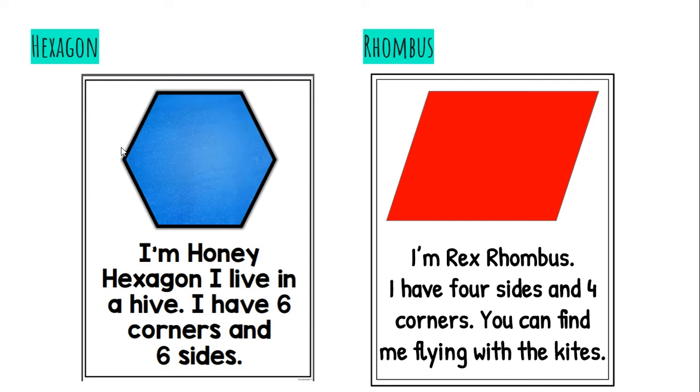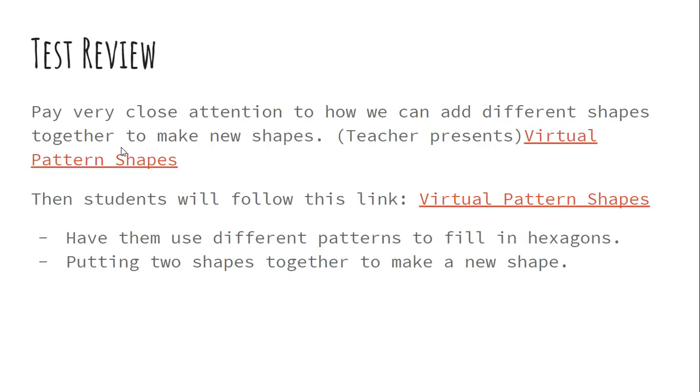I'm Rex Rhombus. I have 4 sides and 4 corners. You can find me flying with the kites. Another shape that has 4 sides and 4 vertices. What is different about this one? This one kind of looks like it was sat on and it got a little squashed. So it doesn't look the same as a square, and it definitely doesn't look like a rectangle. But they are similar because they have 4 sides and 4 vertices.